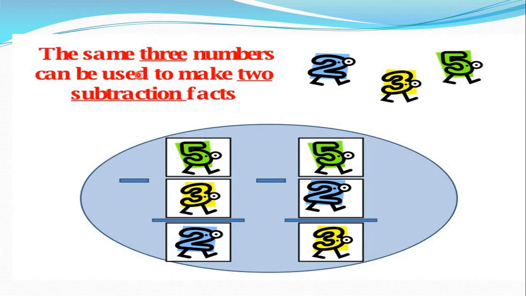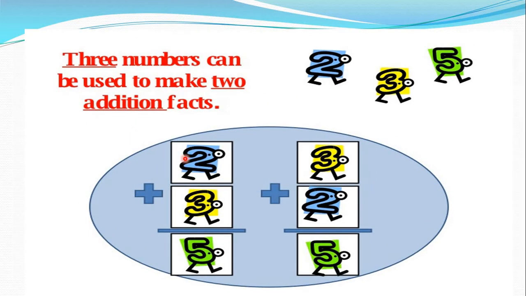Okay, so the same three numbers can be used to make two subtraction facts. Understood all, students? Here our chapter name is what? Subtraction and addition, means addition and subtraction both. So first of all, I am taking here the subtractions. In this example I am taking subtraction, and then we will check the additions.